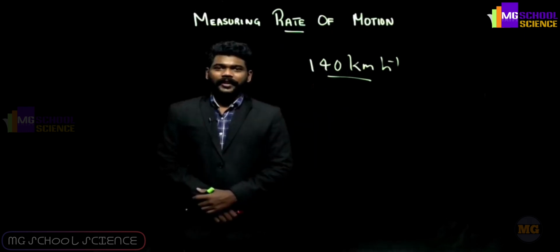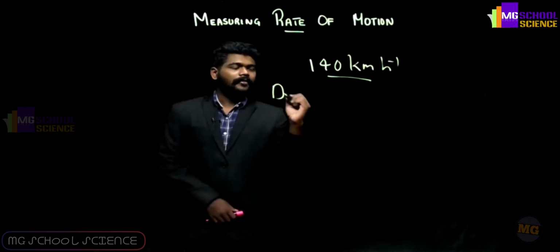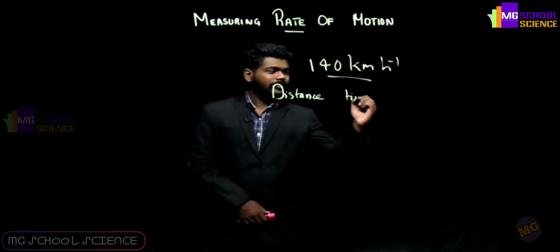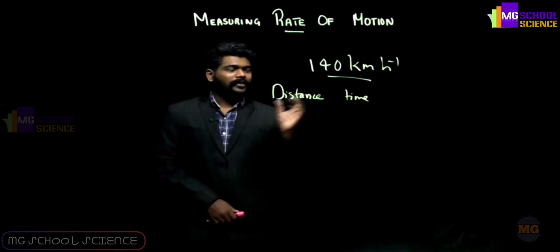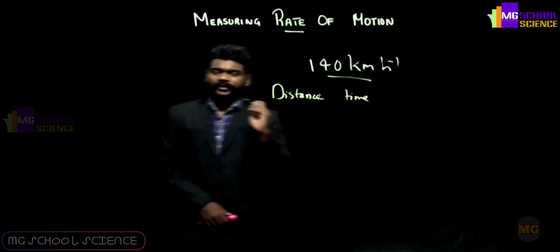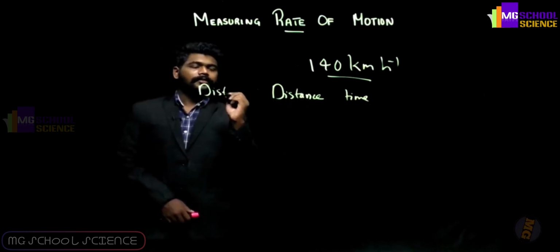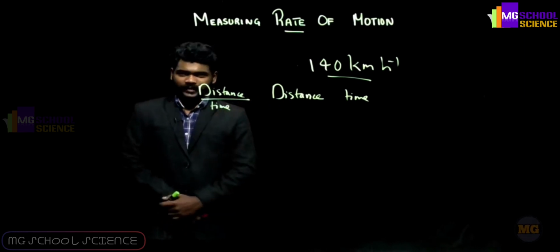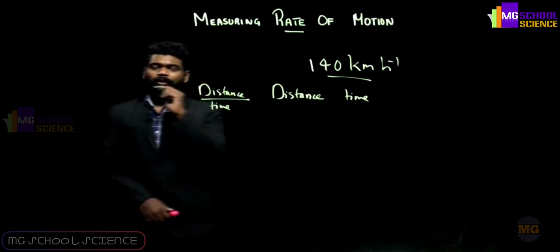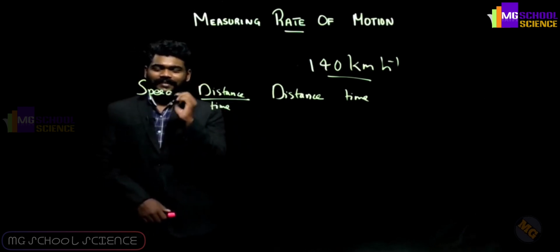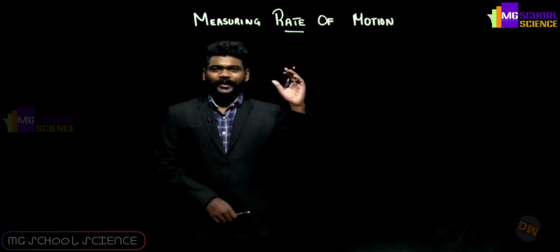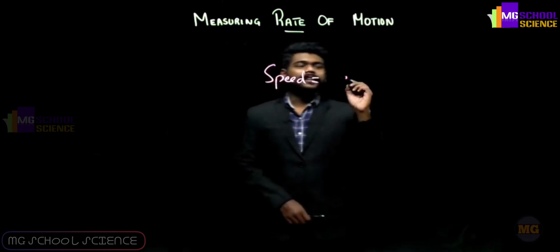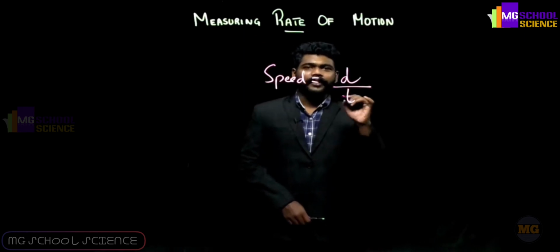Now, to measure the rate of motion, you have to know the distance traveled and the time taken for the object to cover this distance. Therefore, the rate of motion is nothing but distance traveled by the object divided by the time taken to cover that distance. Now, this is nothing but what you call as speed. Therefore, rate of motion, otherwise called the speed, is the total distance traveled divided by the time taken to travel that distance.